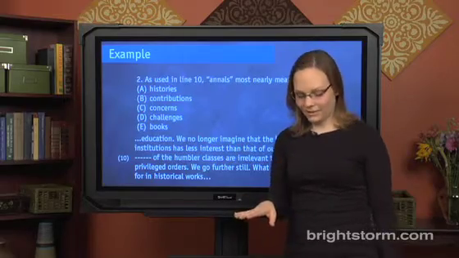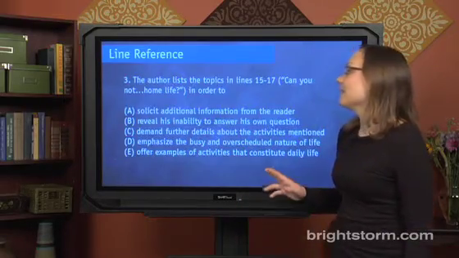So that's vocabulary and context. Next up we have line reference questions.